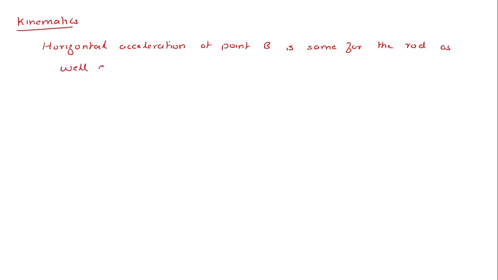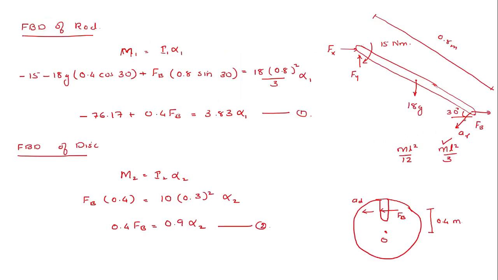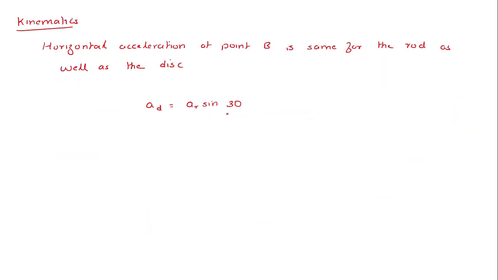So kinematics, I can say that the horizontal acceleration at point B is the same for the rod as well as the disk. The acceleration of the disk at point B will be equal to AR into sine 30. You have here this angle 30 degrees, so this is AR. So this horizontal component towards the left will be AR sine 30. So AD equals AR sine 30. Now AD is towards the right and AR is towards the left.